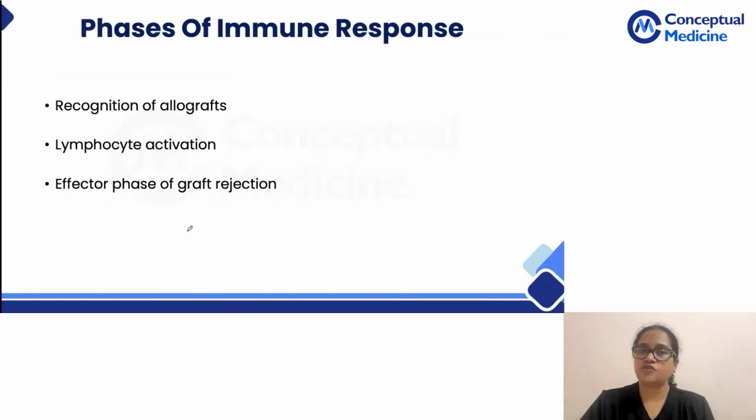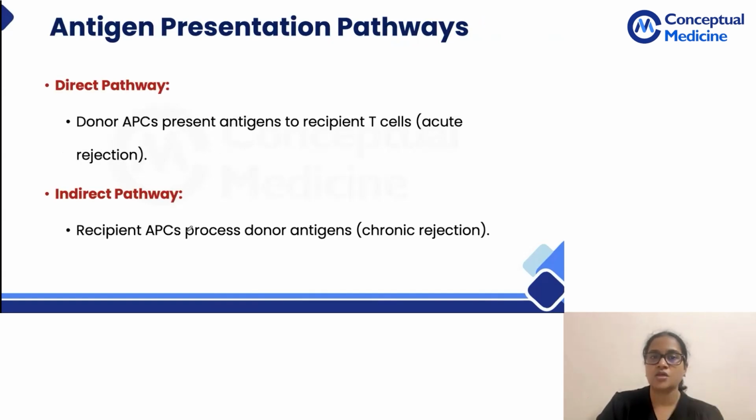So again, coming back to the phases of the immune response, the first is the recognition of the allograft by lymphocytes. In the recognition, the MHC molecules play a huge part. So when there is variation in your HLA antigen, your organ is considered to be foreign and your allograft is recognized as foreign. Then comes the phase of lymphocyte activation and then the effector phase. So the antigen presenting pathway is either the direct or the indirect pathway.